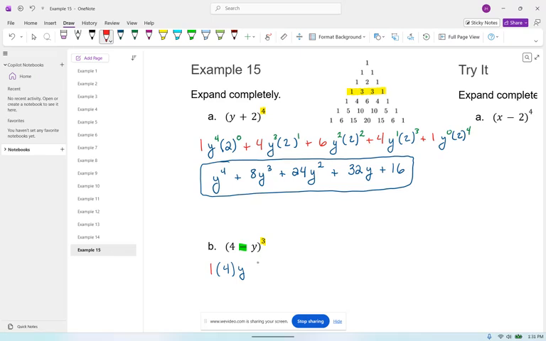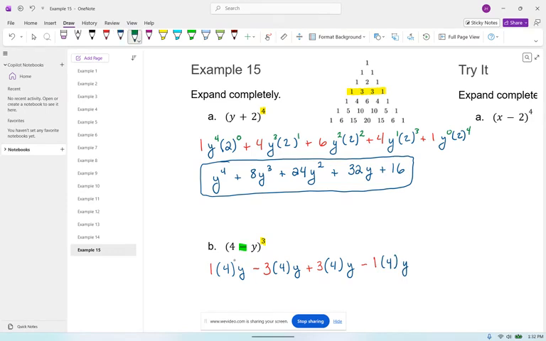So just like we saw in example 14, we're going to go from a positive to a negative. We're going to have negative 3. And then here's our 4, and here's our y. And then we're going to go from positive to negative to positive, positive 3, and then 4, y, and then positive to a negative, negative 1, 4, and y. And now let's deal with our exponents.